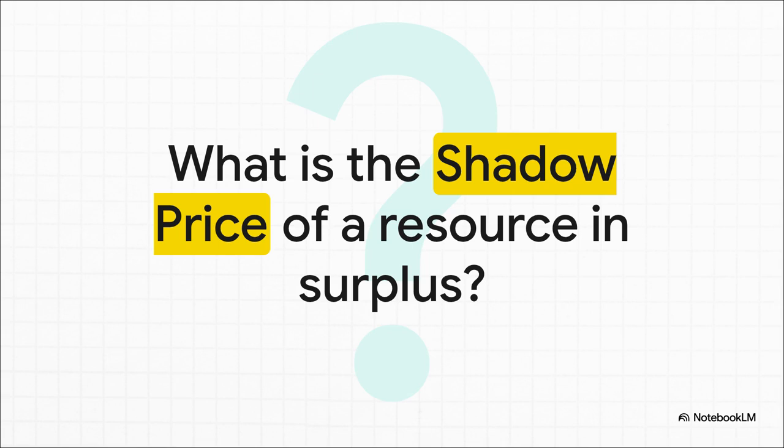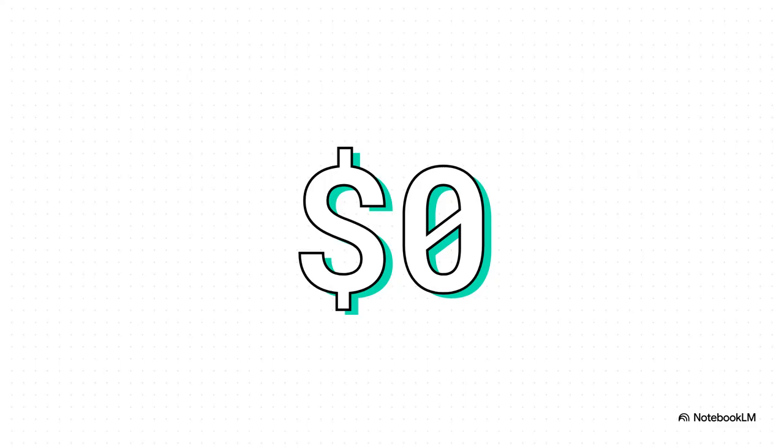Think about this for a second. If we already have excess capacity of a resource, which in technical terms is a non-binding constraint with slack, would we logically pay extra cash to get even more of it? Zero. The answer is literally $0, because resources in surplus are considered free goods in economic terms, meaning their shadow price is always going to be zero.